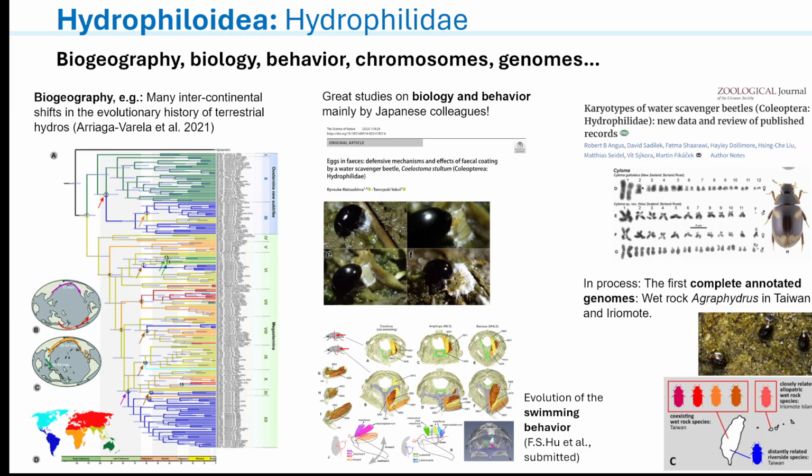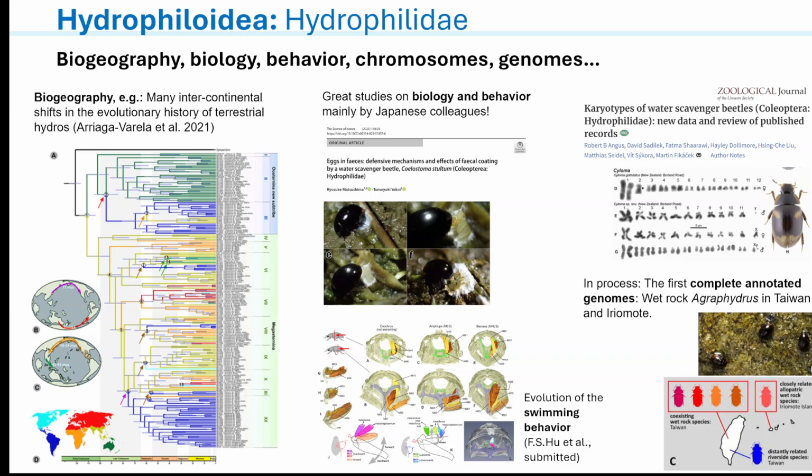Also, there are very many good studies on biology and behavior, mainly by the Japanese colleagues. We are also now working on a study on the swimming behavior and the evolution of that. We naturally started some molecular work. There's a paper published on karyotypes, and we are working on a paper on genome sizes.